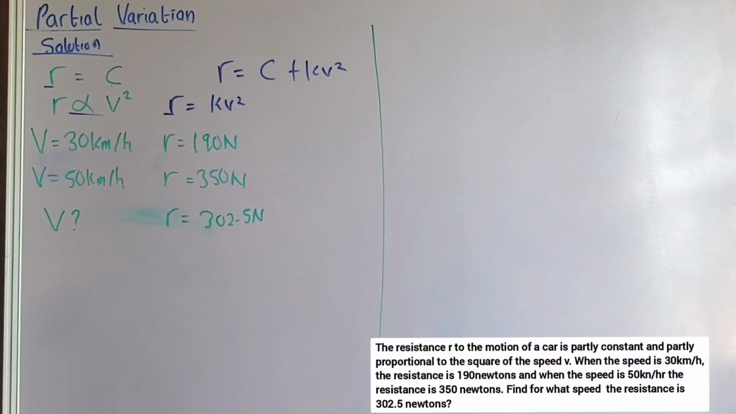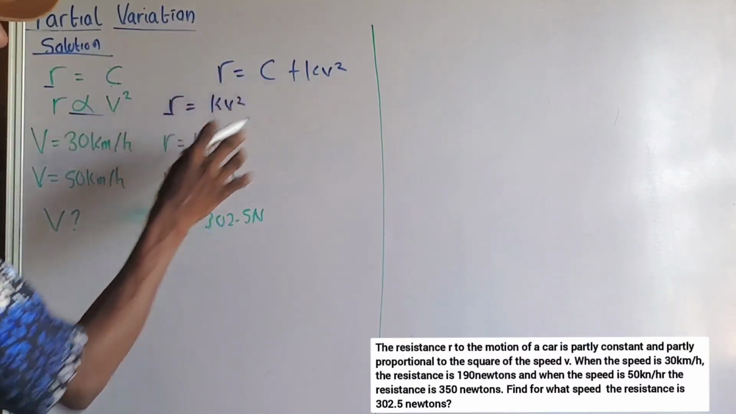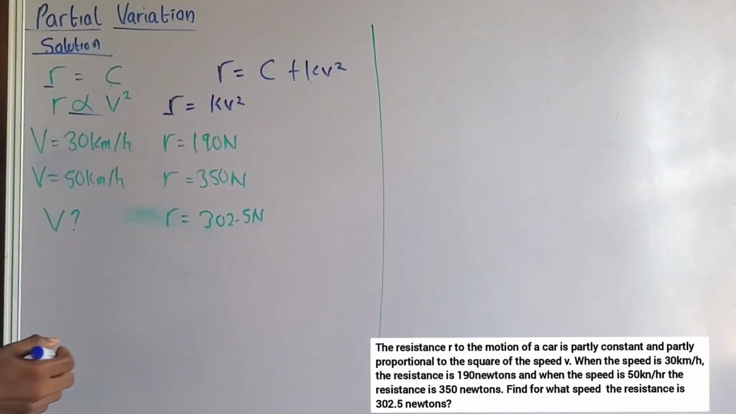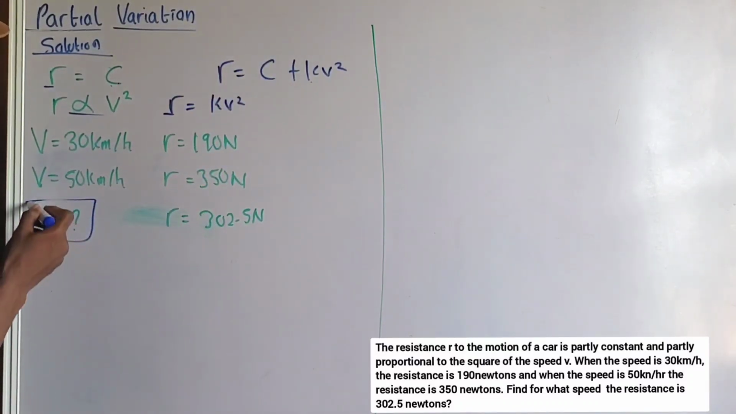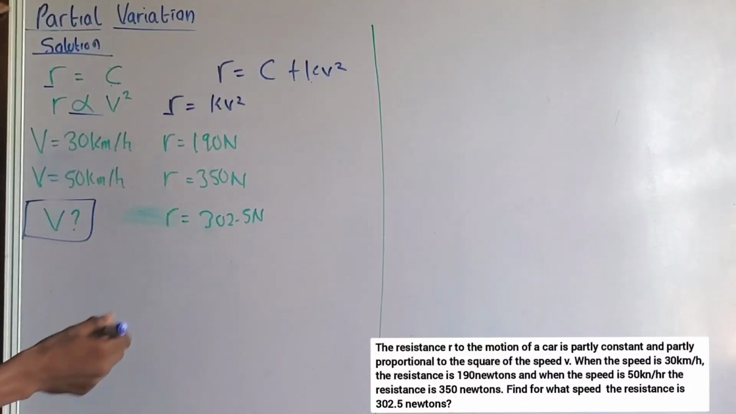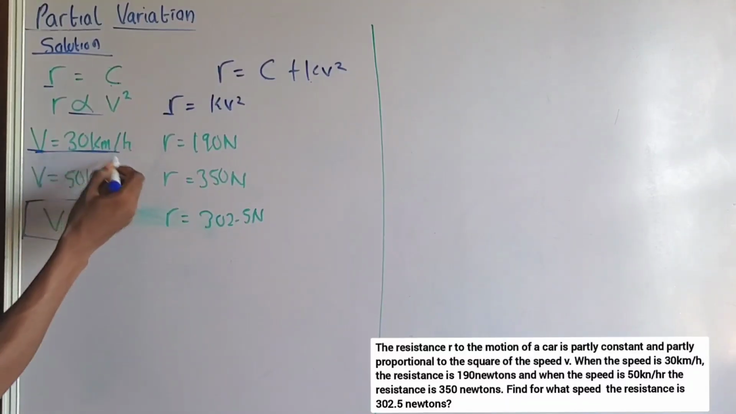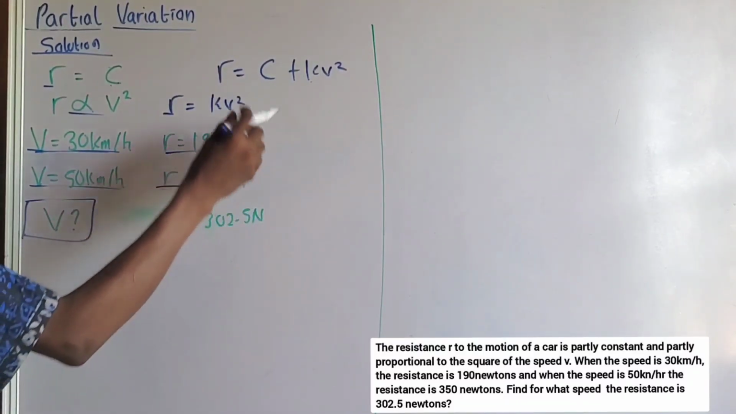So now, having done this, we can easily calculate the value of C and K, because we cannot do anything unless we know the value of C and K. We cannot solve for the value of V unless we know the value of C and K. And with respect to the parameters that you have been given in the question, we can calculate the value of C and K by substituting each of these parameters into this formula.